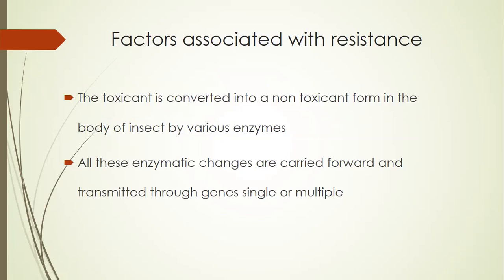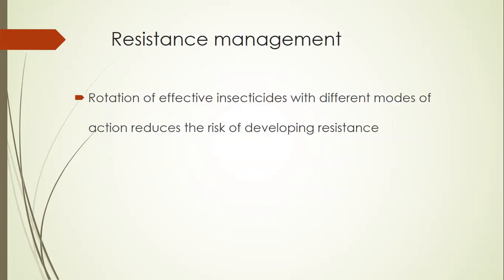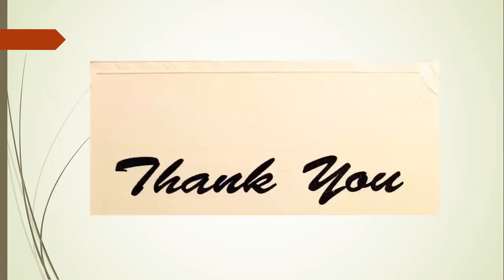So factors associated with resistance. How are insects able to develop resistance to the insecticide? The toxicant is converted into a non-toxic form in the body of the insect by various enzymes. All these enzymatic changes are carried forward and transmitted through genes which may be single or multiple, so single gene resistance or multiple gene resistance. How can we manage the resistance developing to the insecticides? Rotation of effective insecticides with different modes of action reduces the risk of developing resistance to the insecticide.